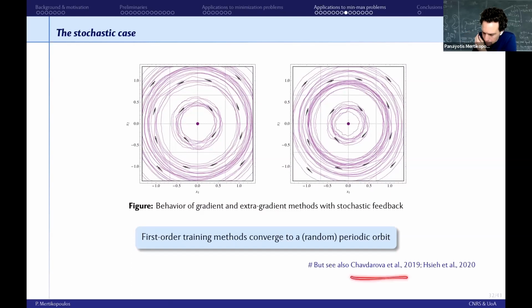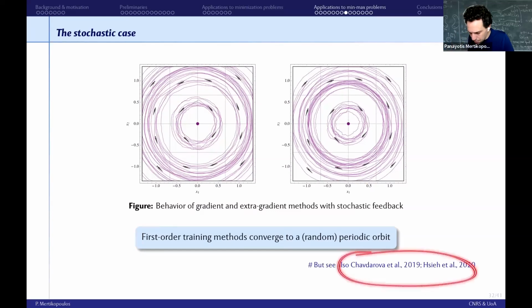This was a work by Tatiana Chavdarova in 2019, and again another work with my student Yu-Guan Hsieh in NeurIPS 2020. But again, these two results that I am citing here concern bilinear problems. Beyond bilinear problems, we have an issue.